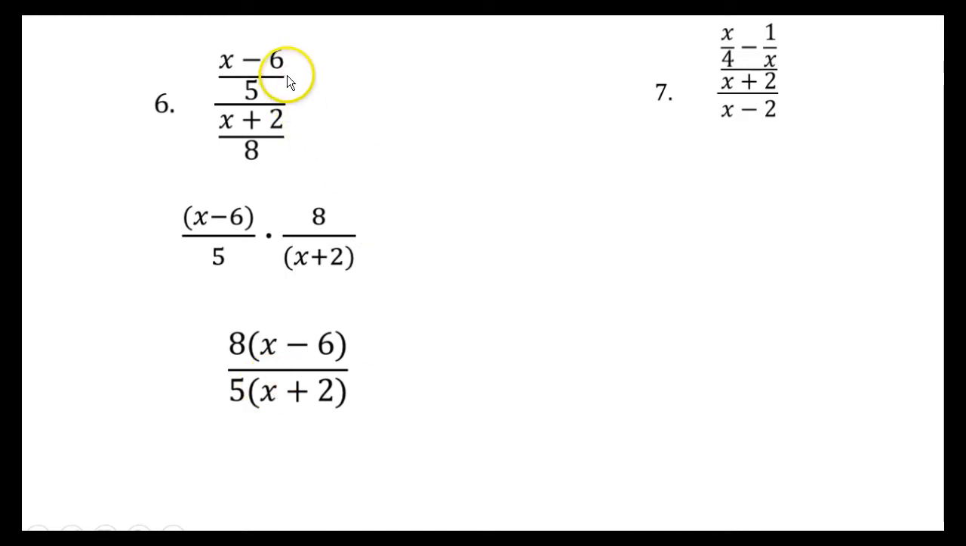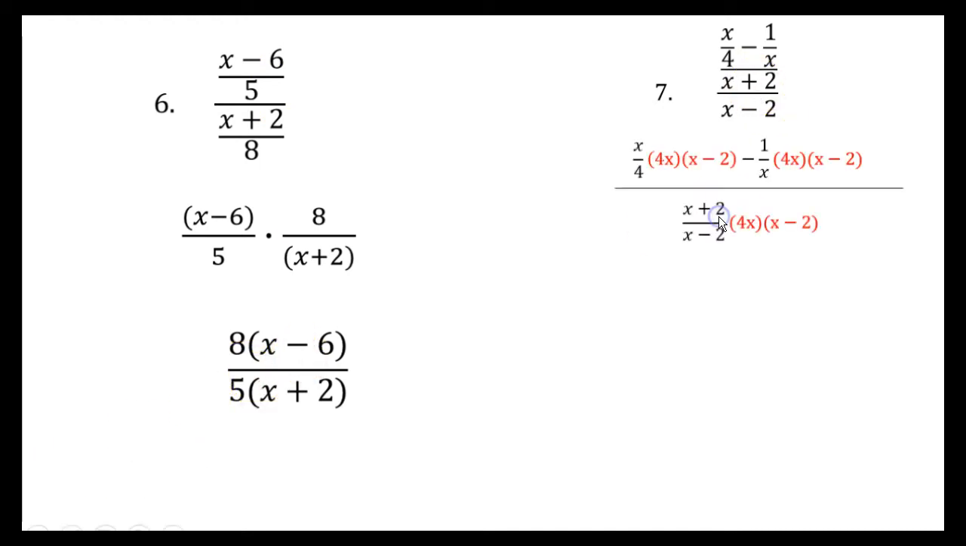What if I had multiplied the top and the bottom by 8 times 5, or 40? I would have canceled the 5's and got an 8 in the top, canceled the 8's and got a 5 in the bottom. Same difference, same answer. The next one, I've decided to go ahead and multiply by the least common denominator. I put it in red for you.